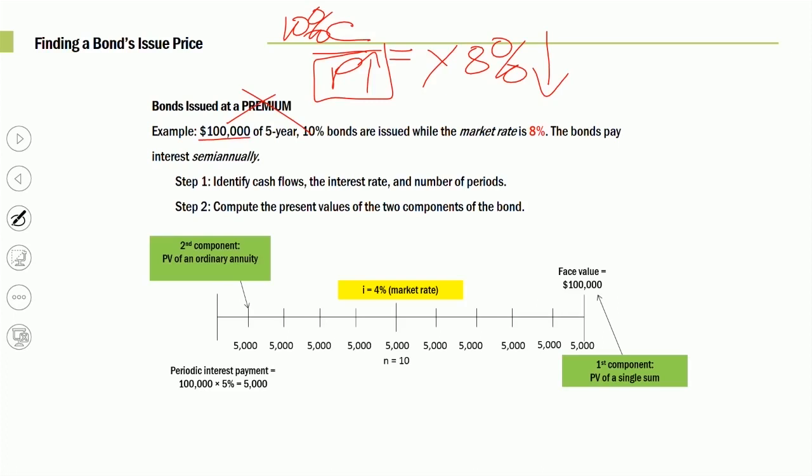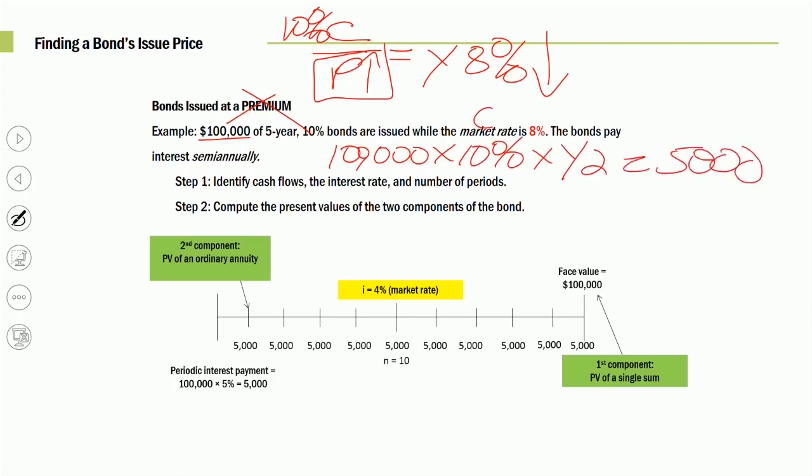First thing I need to do is, what are my coupon payments again? So take your $100,000, multiply it by your 10% coupon rate, multiply that by a half. We'll be making payments of $5,000. How many payments are we going to make? Well, we got a 5-year term, 2 payments per year. So N is going to be 10.